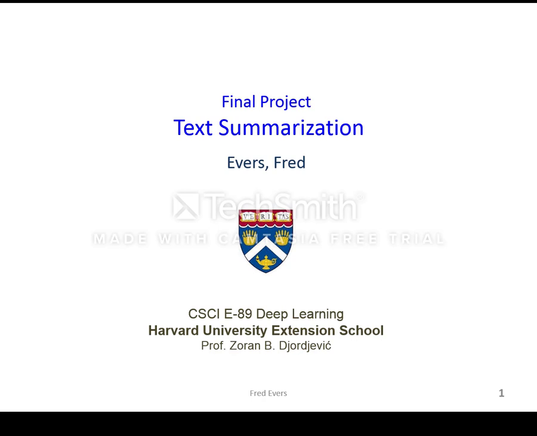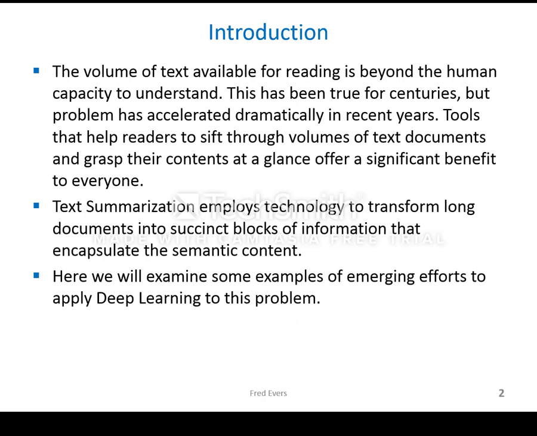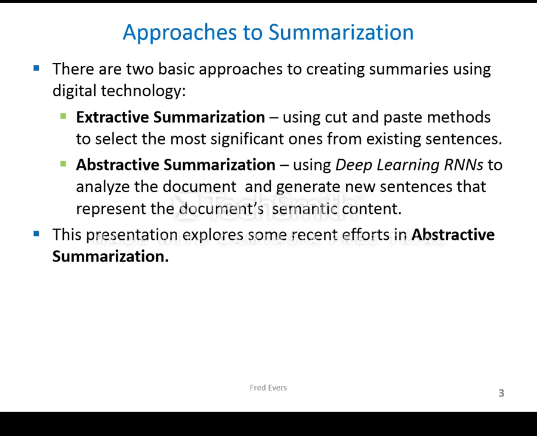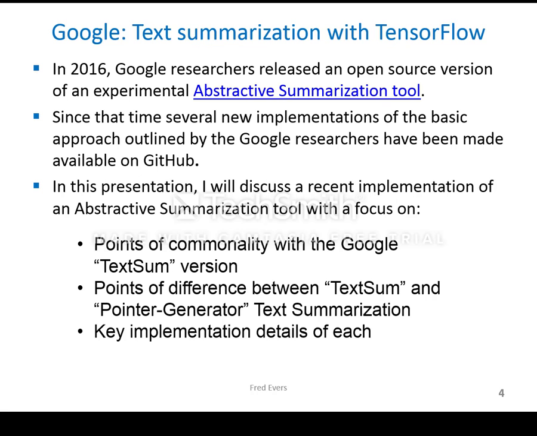My topic is text summarization. Some of the things that are beneficial are pretty obvious. We have lots of text and we need to limit the quantities so we can read it more easily. There are two basic techniques. One is called extractive summarization, which is basically a cut and paste method. The other is abstractive summarization using deep neural networks, and that's the one that I will be focused on.